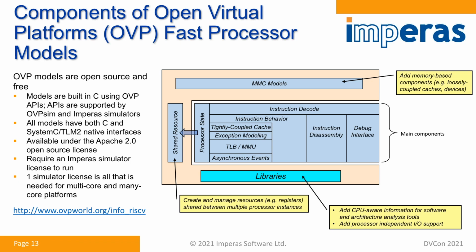All of the models have both C and SystemC native interfaces, and the models are available under the business-friendly Apache 2.0 open source license. They do require an Imperas simulator license, either OVP Sim or one of the commercial simulators to run, but one simulator license is all that's needed for multi-core and many-core platforms.